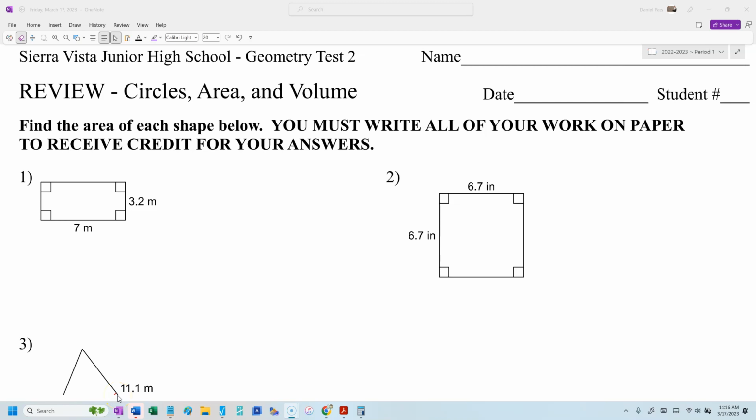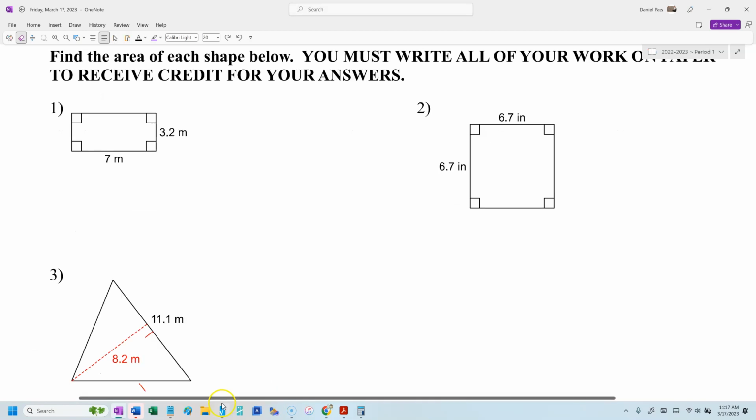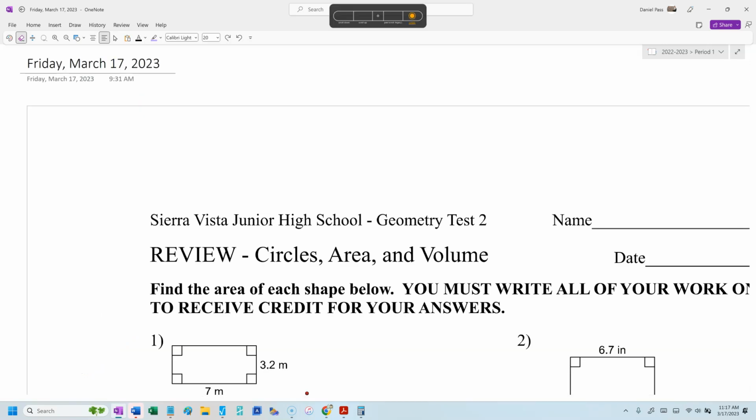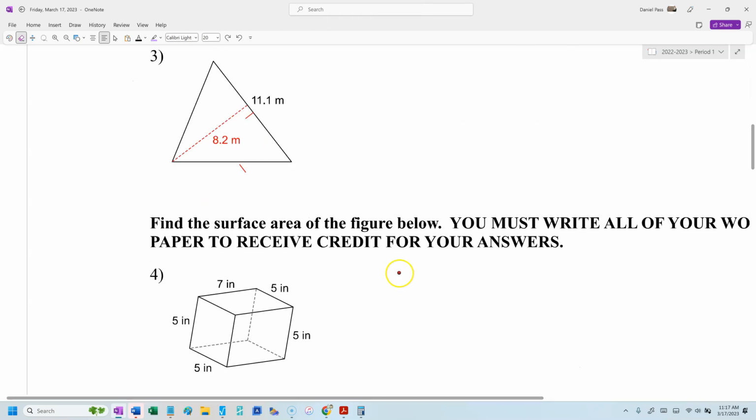We're reviewing for our test coming up. I'm going to do a really quick review on what we learned. We started out with areas, right? We have areas of rectangles and squares, which is just multiplication. One side multiplied by how tall it is, right? And then triangles.